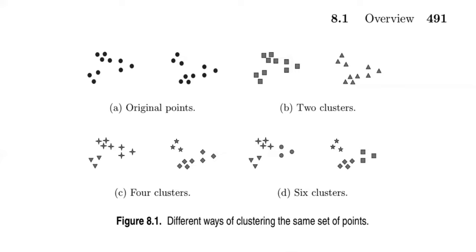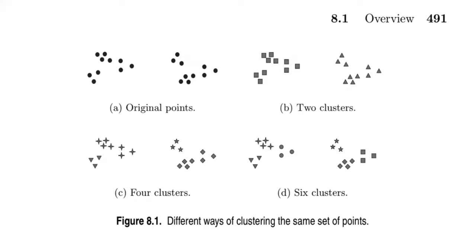Now I want to represent these two clusters as four clusters. How can we represent it? We divide the first cluster into two clusters: one represented as an inverted triangle, and the second as a plus. Again, the other cluster is divided into two clusters, represented as a star and alternating square points. In total, four different symbols represent these four clusters.